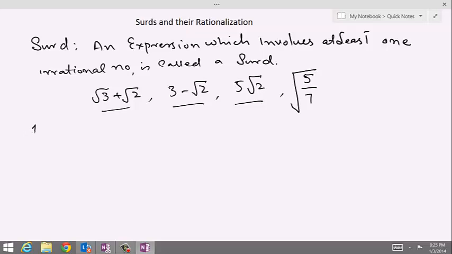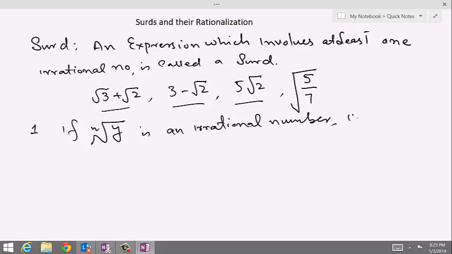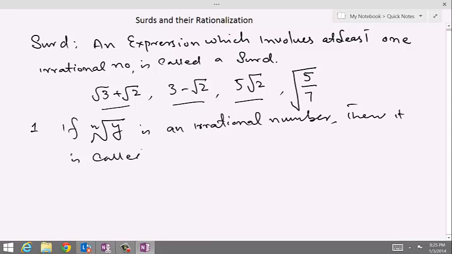There is a classification of surds. If the nth root of y is an irrational number, then it is called a surd of order n. So if the nth root of y is an irrational number, then it is called a surd of order n.